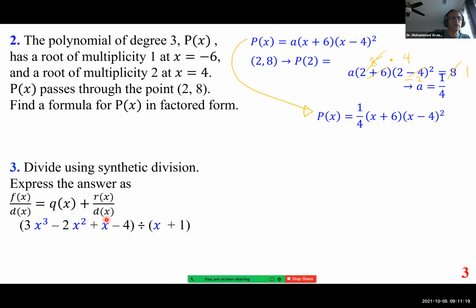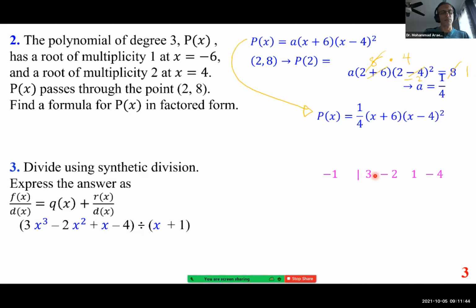If any of them is missing, in this case, you have to put a 0 as a placeholder. Therefore, we're going to put the numbers 3, -2, 1, -4. What about this one? We are dividing by x plus 1, so we put a -1 in this format. So we put those numbers in order.